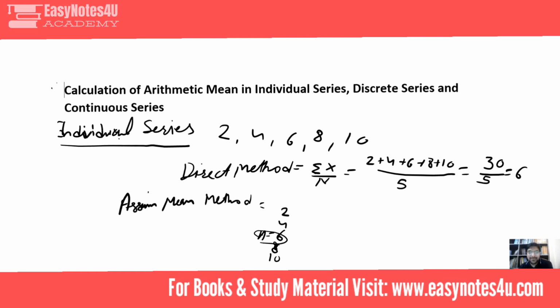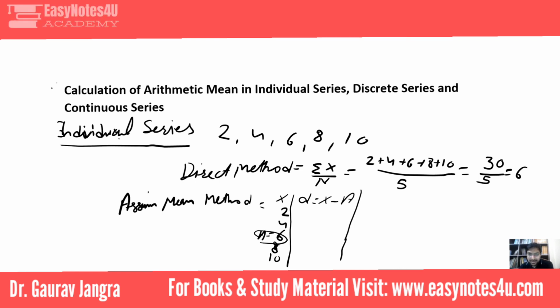So we have to take the deviation from each and every value. Means we have to calculate d, which is x minus a. Here x represents all the values of x. So how can you take the deviation? 2 minus the assumed mean 6 is minus 4, 4 minus 6 is minus 2, 6 minus 6 is 0, 8 minus 6 is 2, and 10 minus 6 is 4.